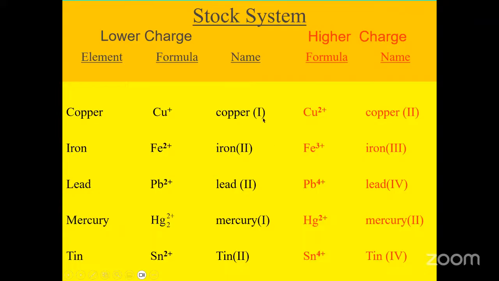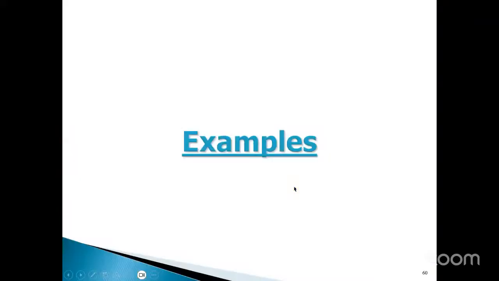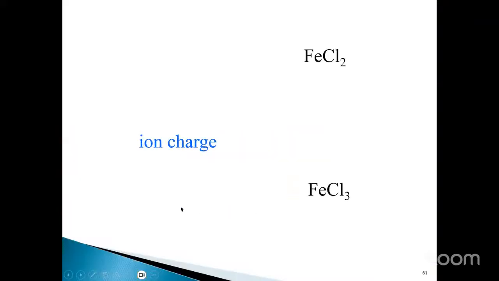So you have to include the Roman numerals within parentheses to indicate the charge of the particular ion when you're writing down the name of the compound that contains that ion, all right? So let's look at some examples, right? FeCl2 versus FeCl3, all right? Now, what you'll have to figure out is what are the charges carried by the iron in each case, right? How do we determine that?